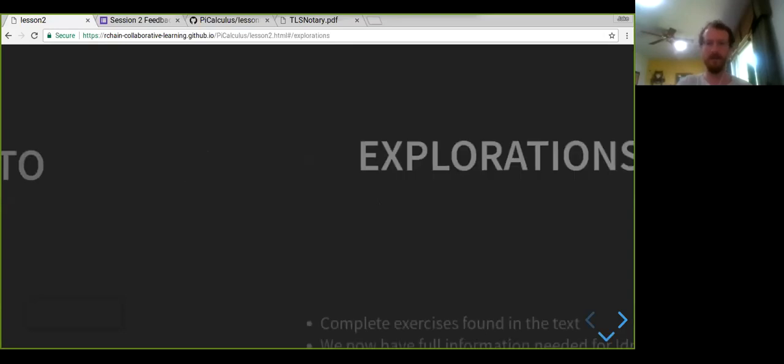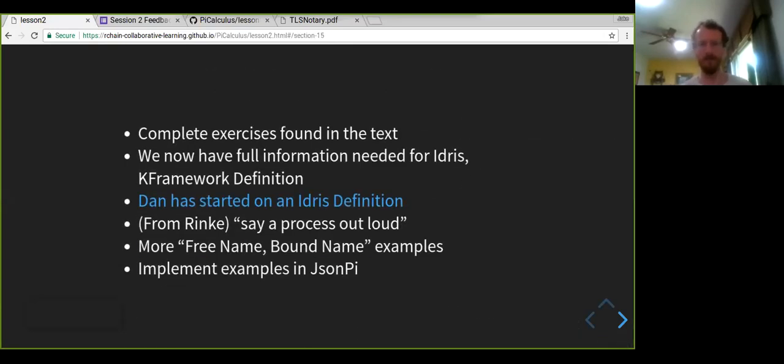So that was great. And then there are some explorations that you could do to explore this material further. There's a bunch of exercises in the text that could be done. We have the full information needed. We have the three things that we need for a programming language: the grammar, the structural equivalences, and the reductions. So we have enough that we can create a K framework or an Idris definition. Dan has started on an Idris definition. Rinke had an idea that we could have, say, a process out loud example, making sure that we have the vocabulary for par or run concurrently written down somewhere. And we could do more free name, bound name examples, and implement more examples in the JSON Pi interpreter.